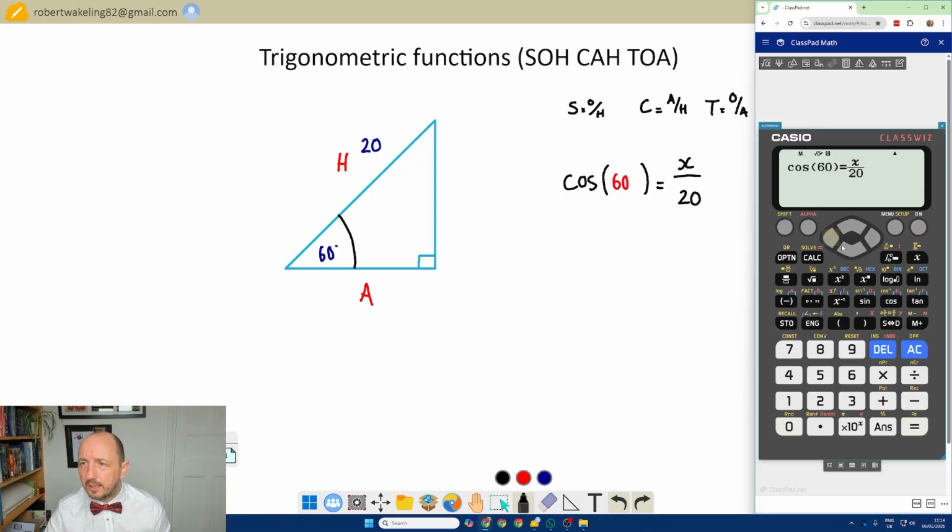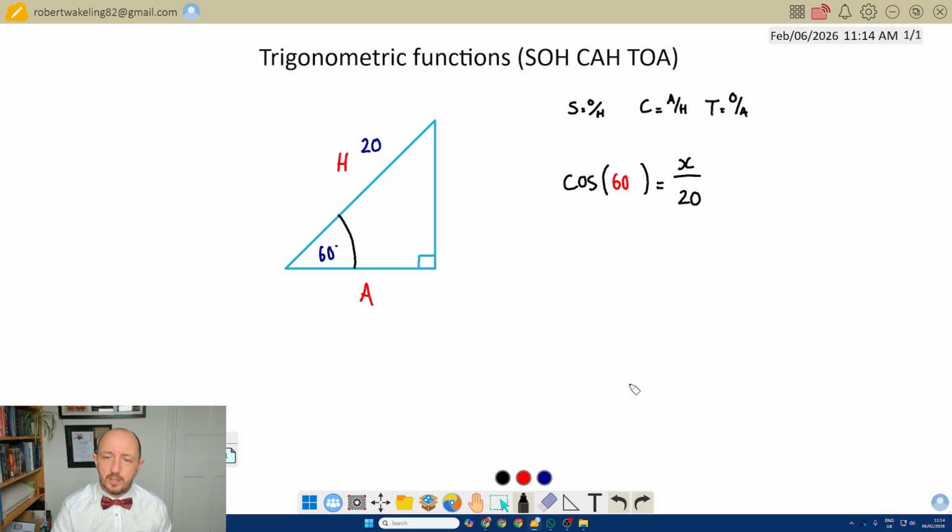Sorry, did I miss out brackets? Oh, so shift solve, sorry, shift solve, and then press equals, and we get x equals 10. Okay, so x equals 10 is our answer.